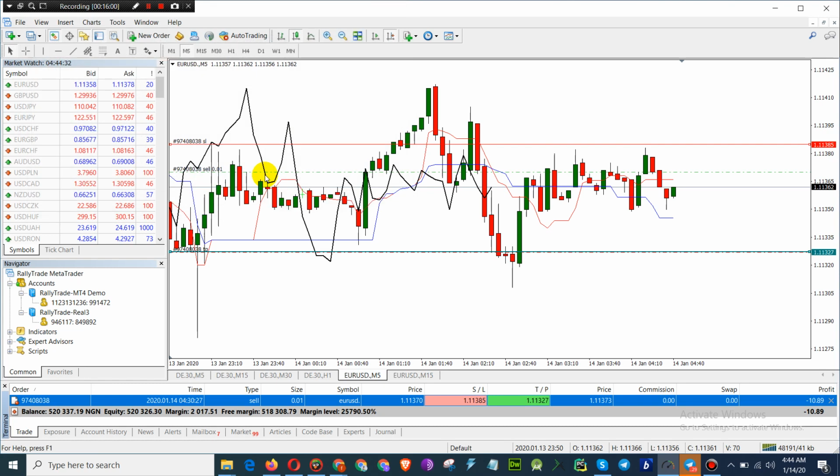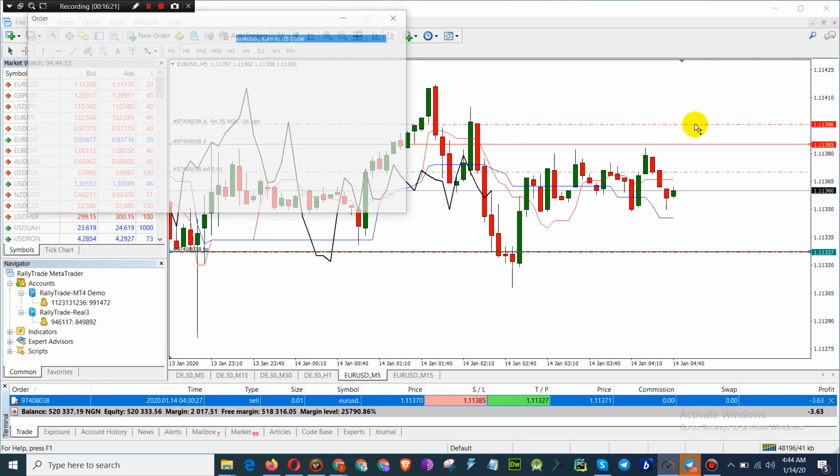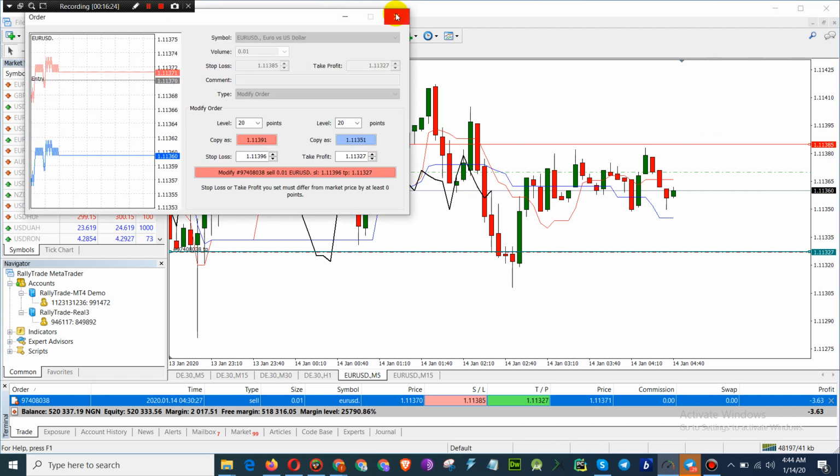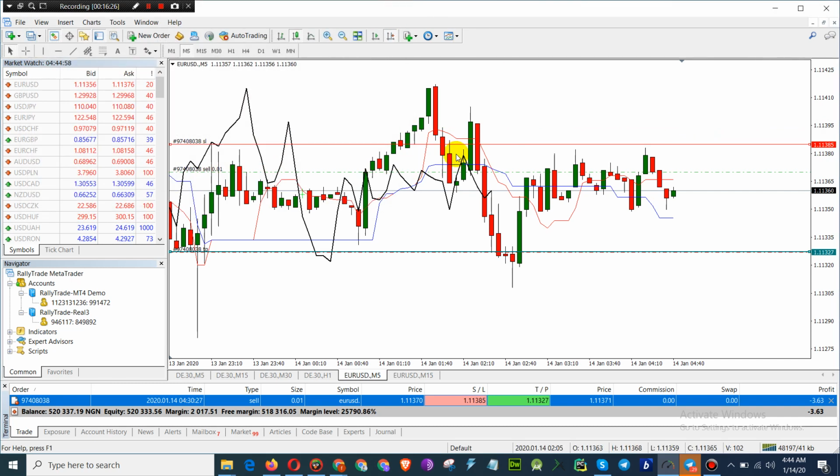So with this, you can go to bed. No need of being scared for my account. You can see it here: stop loss, take profit, perfect. And these are the entry price. I'm not dragging it up. Let me bring it back.